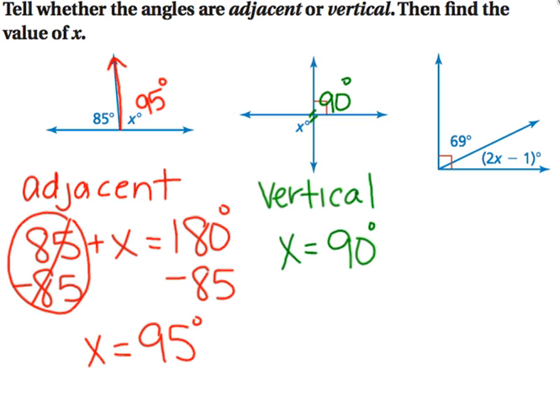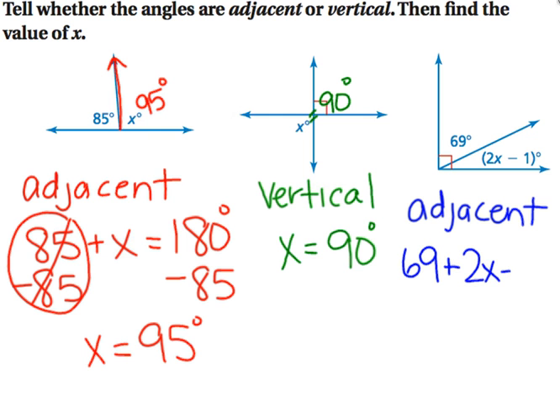Okay, and for the third one, these two are next to each other, so they are adjacent. They are also supplementary, but I'm just going to worry about that word for now. And it shows that they add up to 90 degrees. So in my equation, I'm just going to take each of my two terms, put an addition sign in between, and then set it equal to 90 degrees.